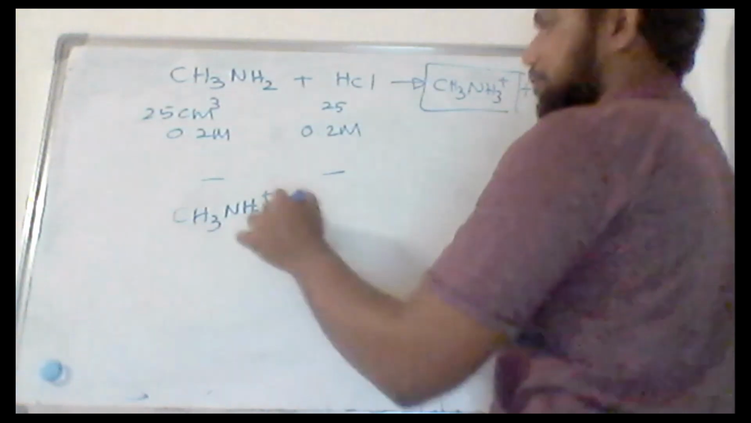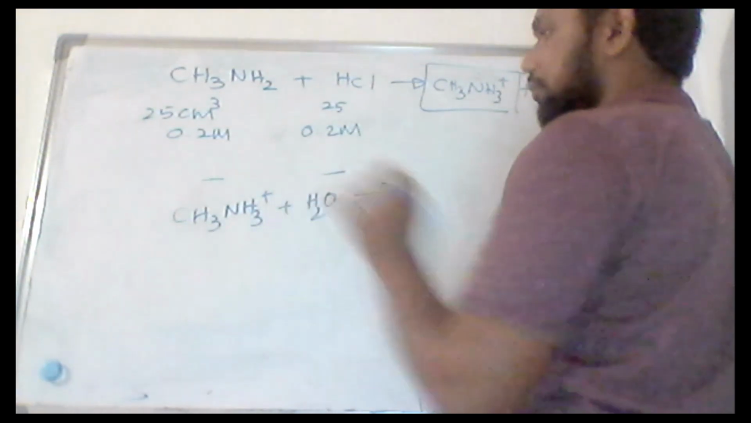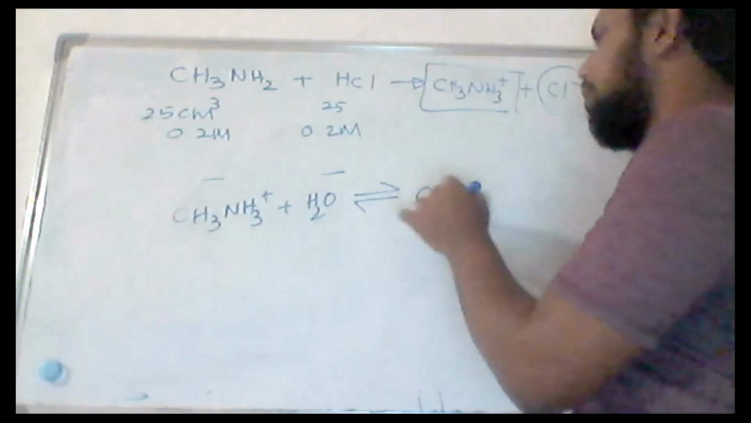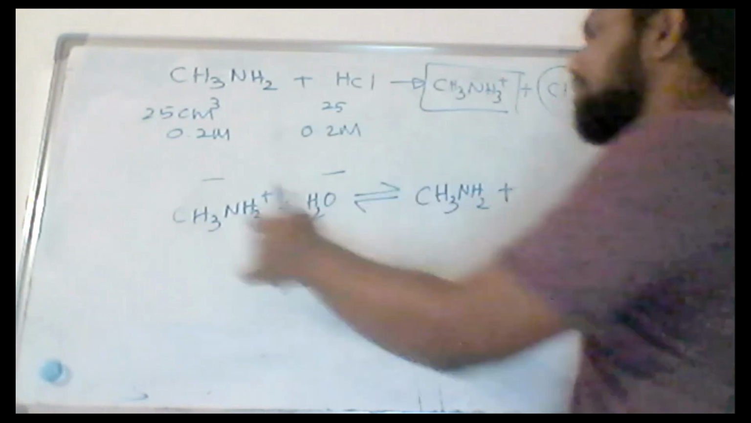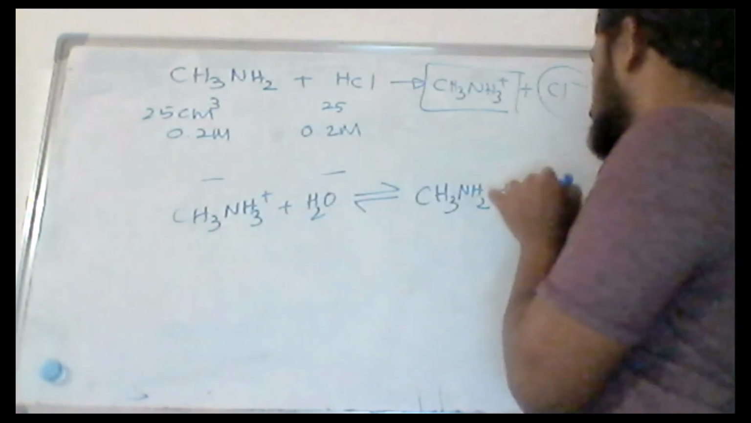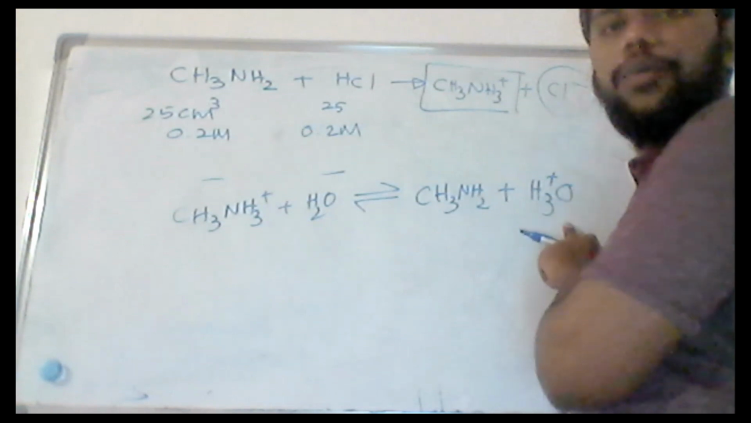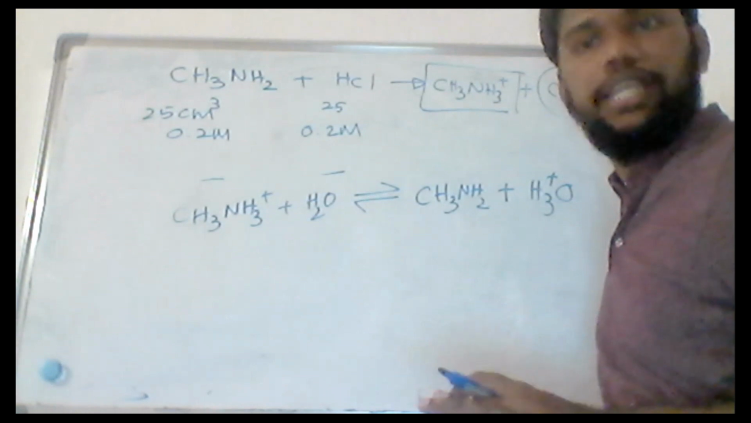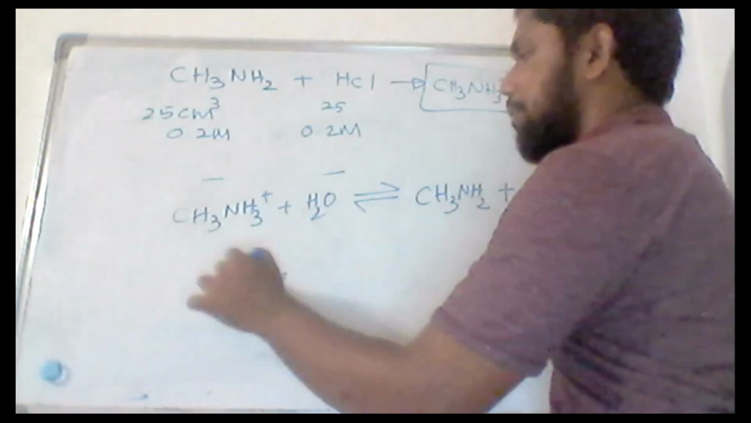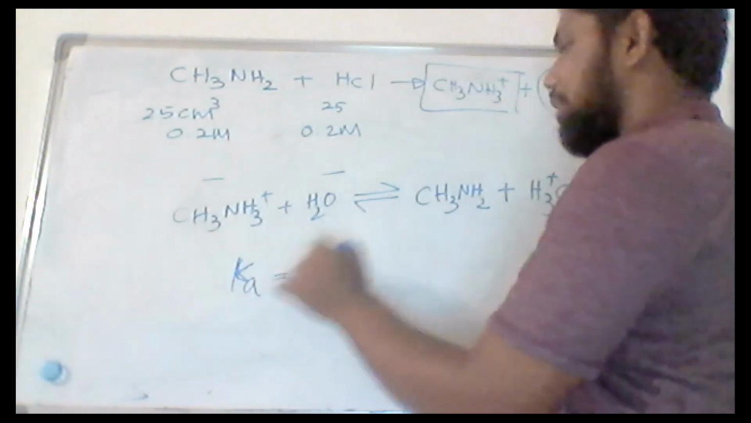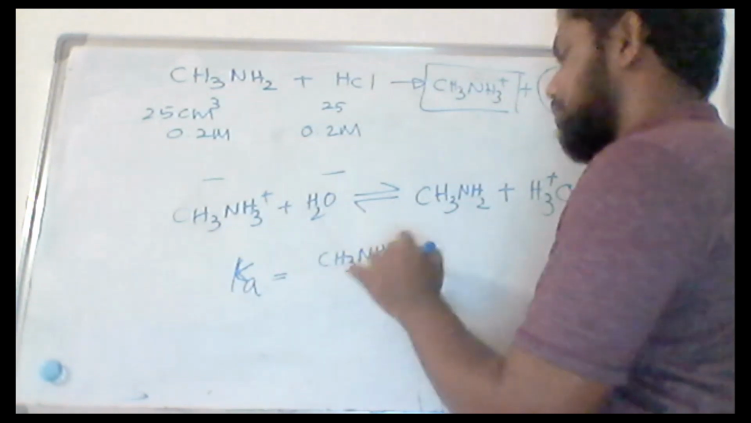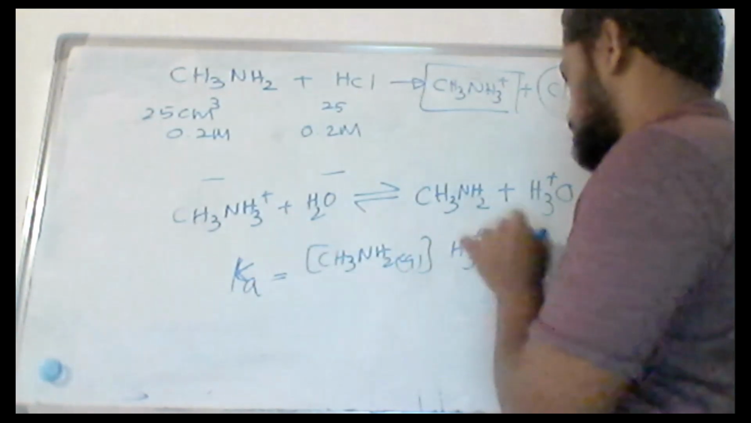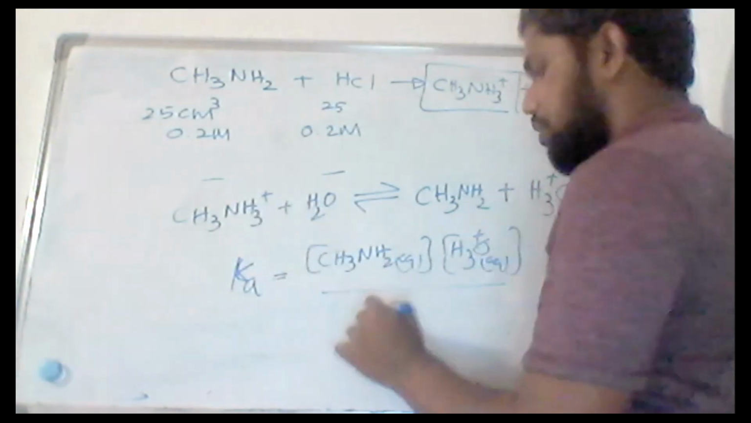CH3NH3 plus with water. What is going to happen now? This is the idea. It will form methylamine, plus this H plus is given to water to form H3O plus. Since H3O plus is formed, now the expression is Ka, not Kb. Don't forget that. So my Ka expression, capital Ka, will be the concentration of CH3NH2 aqueous times the H3O plus aqueous concentration over the salt concentration.